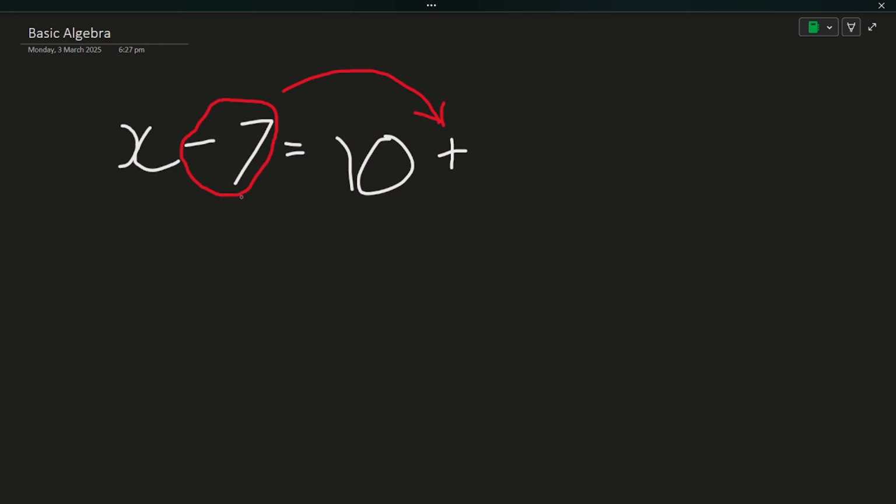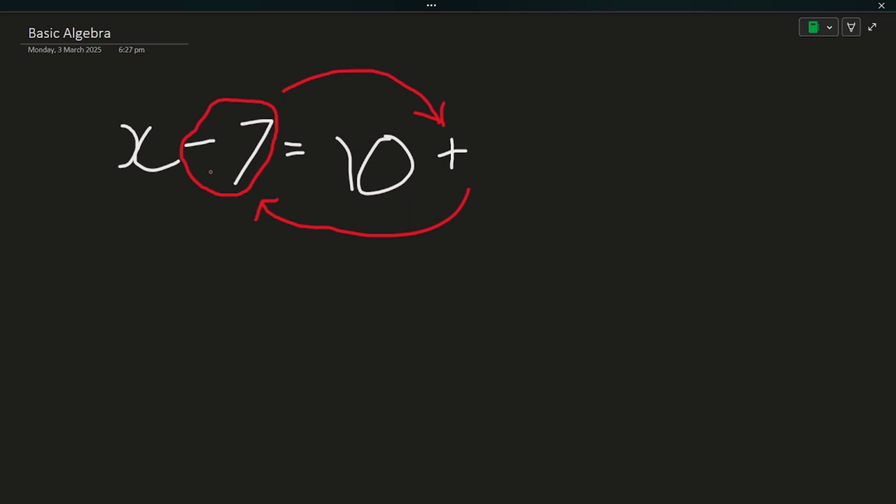So even, let's say, if it was a positive 7 here and you bring it here, it'll become a negative 7. So in algebra it doesn't really matter what side it is, as long as it's on the opposite side. It wouldn't change the fact that it needs to be inverted.